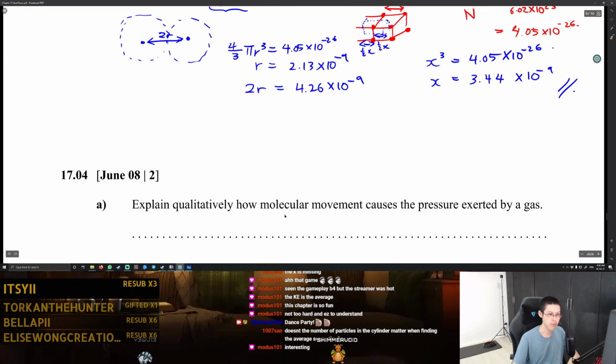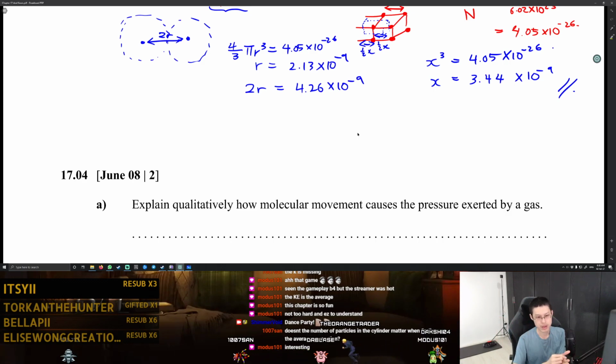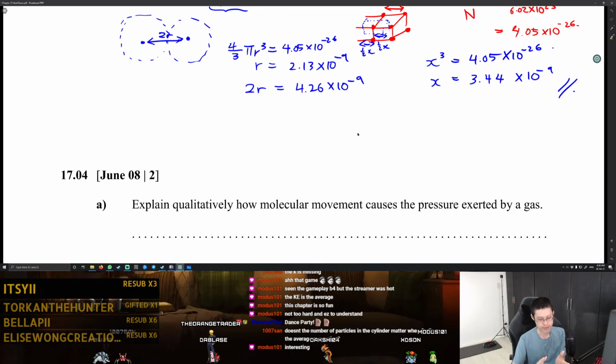Explain qualitatively how molecular movement causes pressure exerted by a gas. Okay, so according to the ideal gas assumptions, the collisions of the ideal gas molecules with the walls of the container are perfectly elastic. And because there are a number of particles which collide, whenever you collide with something, there is a change in momentum, right? And if you have a change in momentum, you have a force. And if you have force, you would have pressure. So that's how molecular movement causes pressure in a gas.